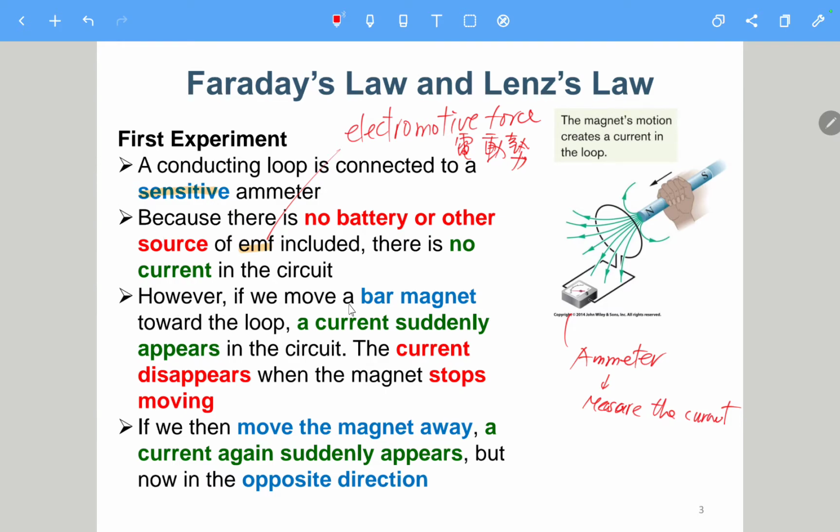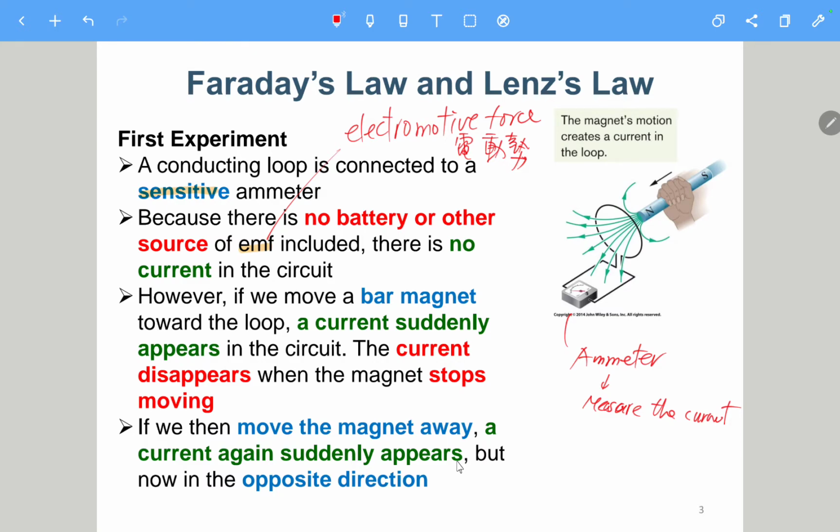However, if we move a bar magnet towards the loop, a current suddenly appears in the circuit. The current disappears when the magnet stops moving. So this is the strange thing happening. If you move the magnet bar close to it or even into it, there will be current. But after the magnet bar stops there, even really close to it, there is no current. And then if we move the magnet away, a current again suddenly appears.